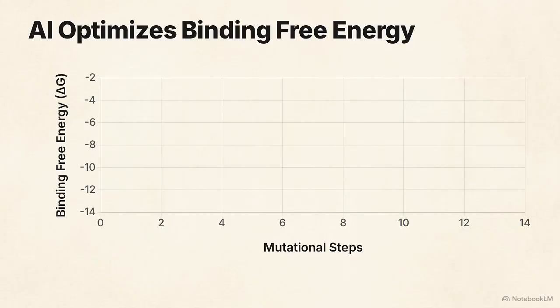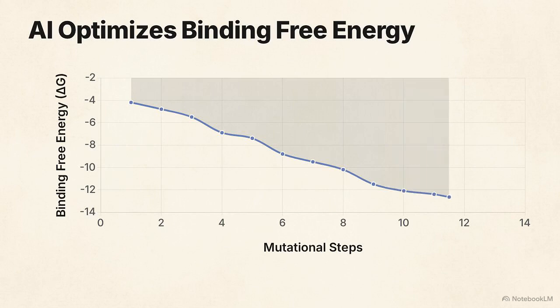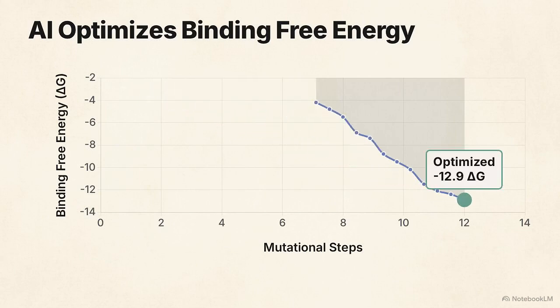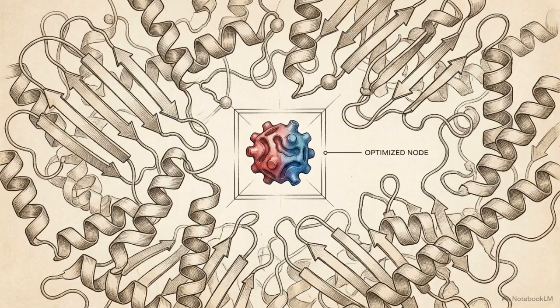These are the specific locations where a single point mutation is statistically most likely to increase the strength of the bond. This graph maps mutational steps against binding free energy. As the AI suggests substitutions, the curve drops, representing a more stable physical interaction. Because predictions occurred in silico, months of feedback are compressed into a single computational cycle. This transforms affinity maturation from a trial-and-error search into a targeted optimization function.